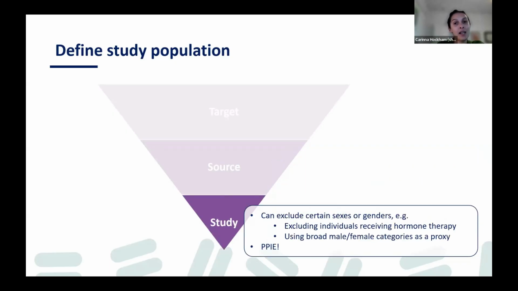And finally, your eligibility criteria can unintentionally and unnecessarily exclude certain sexes or genders. So it's really important that you pay attention to those. And again, speaking to patient and public representatives can really help you to make sure that your criteria are well aligned to your research goals.